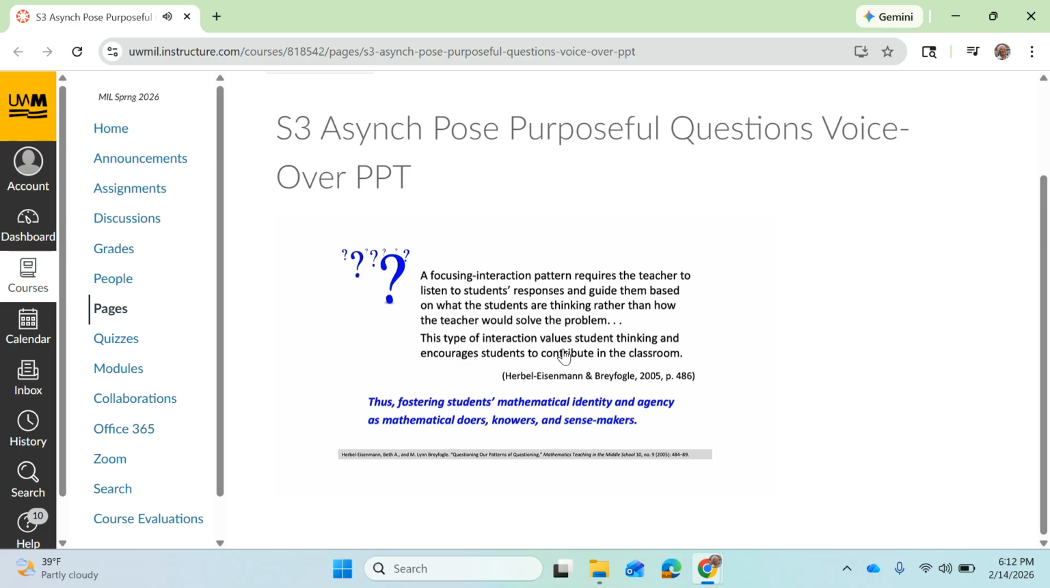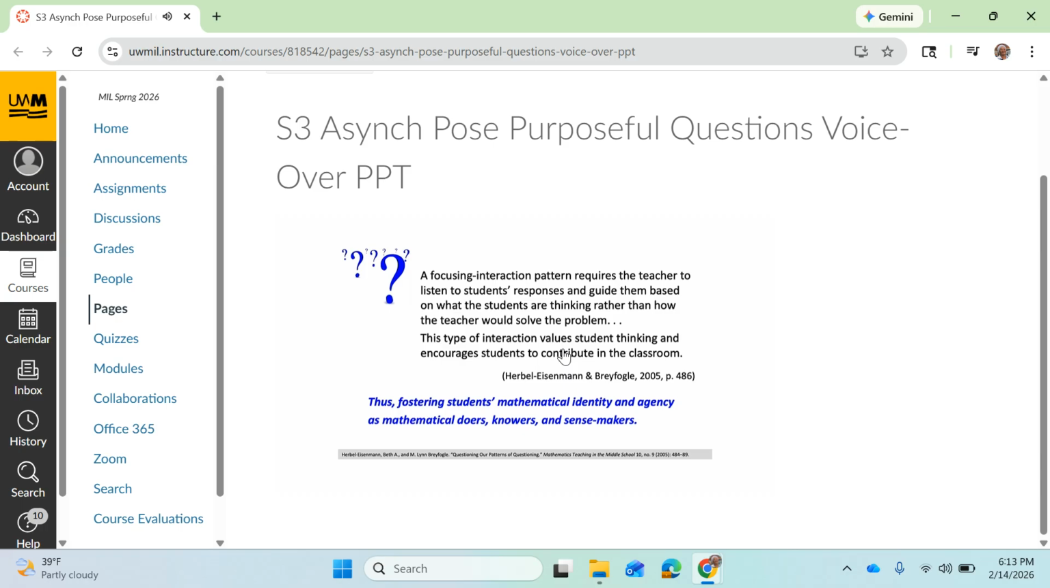I want you to consider what your type of questioning pattern does in terms of its impact on students' mathematical identity and agency as mathematical doers, knowers, and sense makers. How do these different questioning patterns lead students to perceive themselves as mathematicians and mathematics as a subject? So these were 3 questioning patterns.